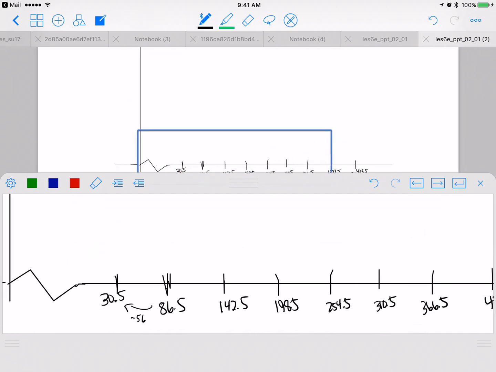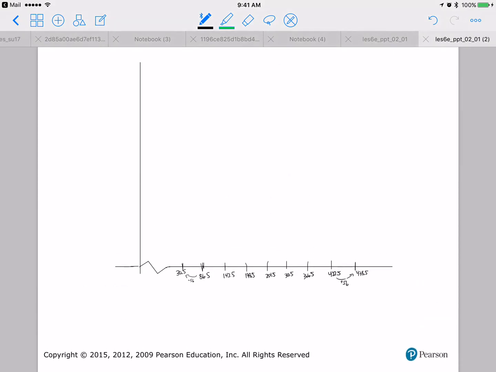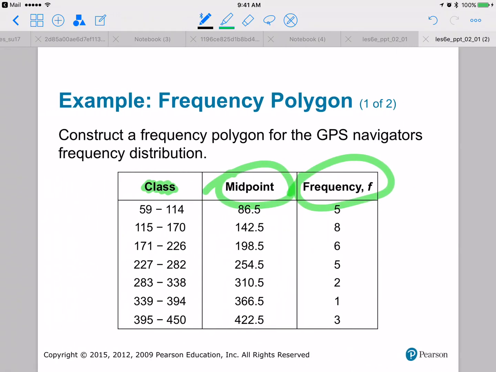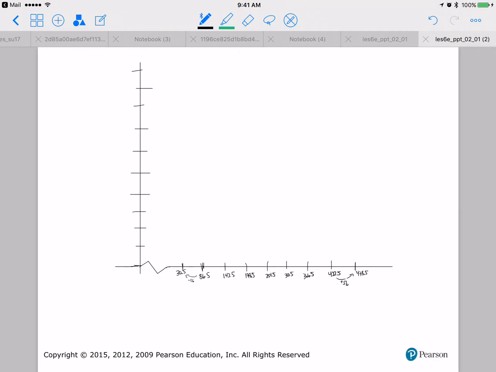Okay, now I'm ready to put in my vertical axis. So this is going to be 0, 1, 2, 3, 4, 5, 6, 7, 8, 9, 10. I'm doing that because my highest frequency is 8 and my lowest frequency is 1. So if I go from 0 to 10, I should be good. Now, these small endpoints, I'm going to make those 0. The left and the right endpoints are always going to be 0.